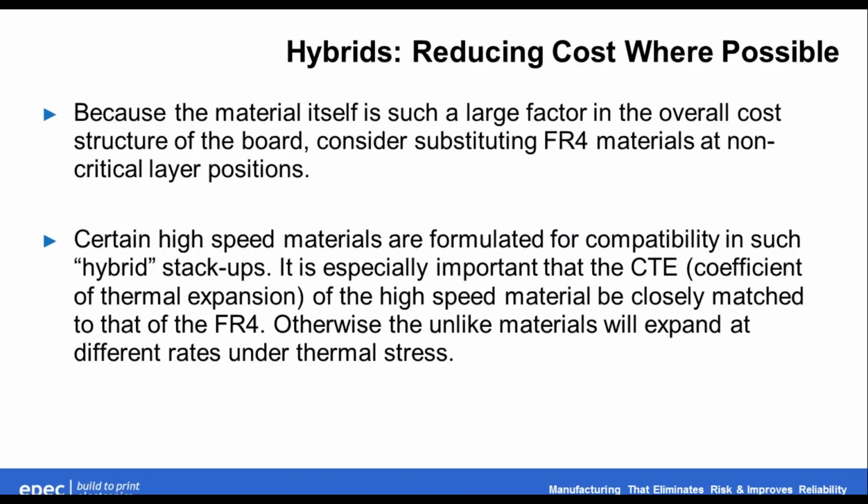One solution to taking some cost out of these boards, and this applies specifically to multi-layers, is to use what's called a hybrid construction. Because the material itself is such a large factor in the overall cost structure of the board, consider substituting FR4 materials at the non-critical layer positions. So if you have some positions that just aren't that important electrically, throw some FR4 in there. It's way cheaper. Certain high-speed materials are formulated for compatibility in such hybrid stack-ups.